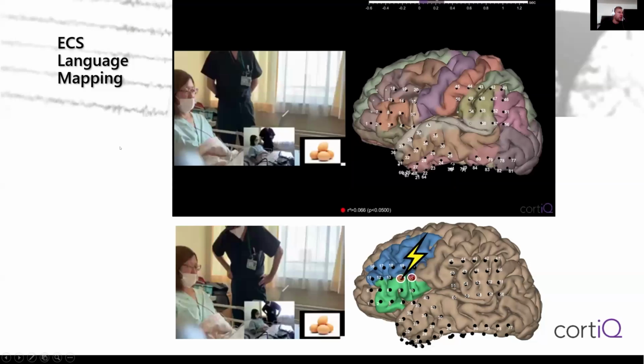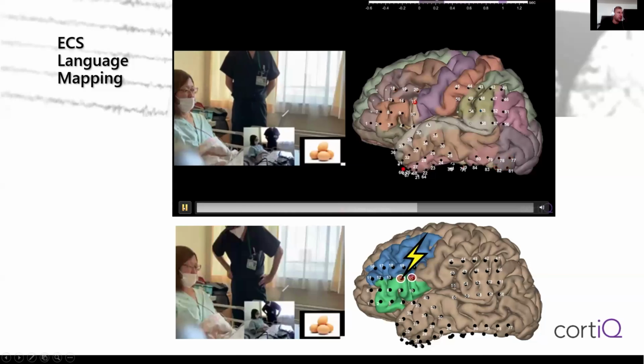Okay, so now let's look at the language mapping experiment. So here, this is now a common task, a picture naming task. So the patient sees a sequence of pictures and has to express and name what they see. So here, for example, this is an egg, and in Japanese that means tamago. So now the patient is actually saying tamago.